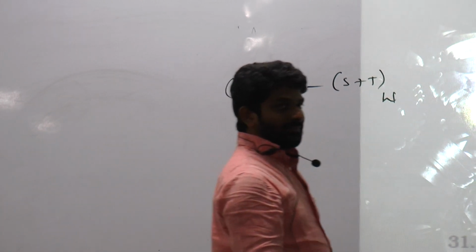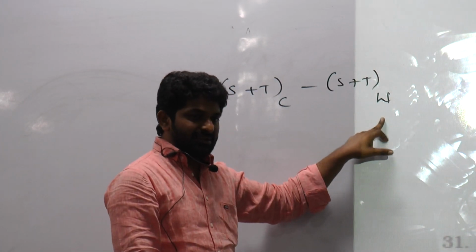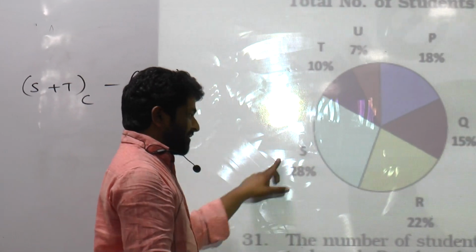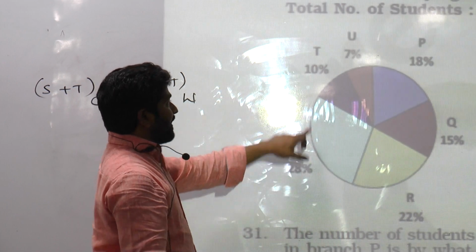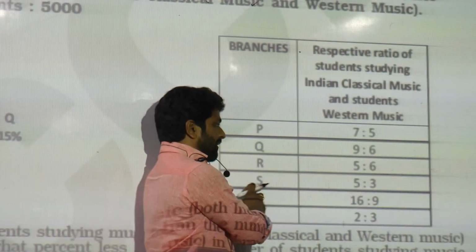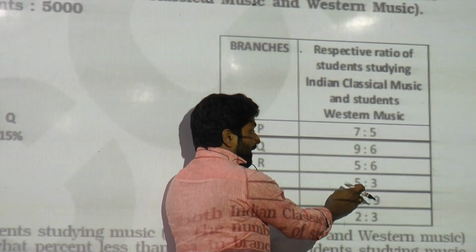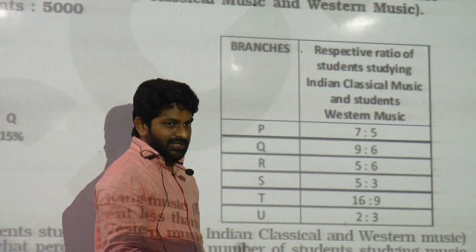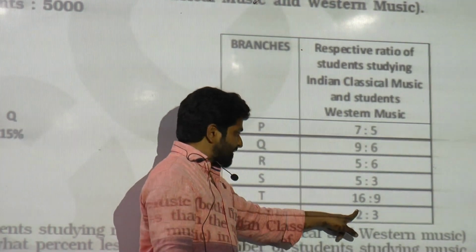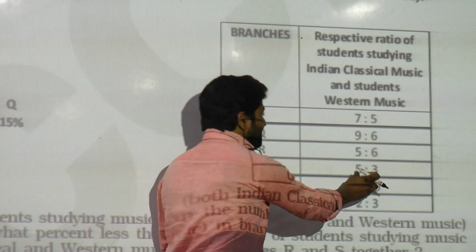So for S and T, instead of getting separate values for classic music students and then Western music students, let's go for the individual difference. Yes, total how much percentage do we have? S is 28% and T is 10%. Out of classic and Western music students, the number of classical music students is more than Western students. And for T also the same applies. Classical music students are more than Western music students. So let's calculate the difference here.